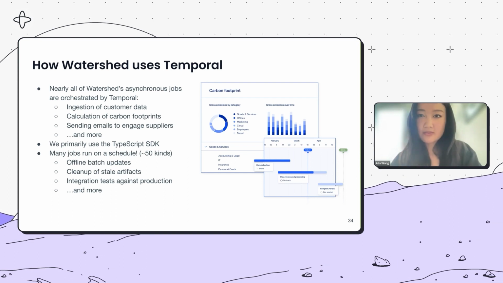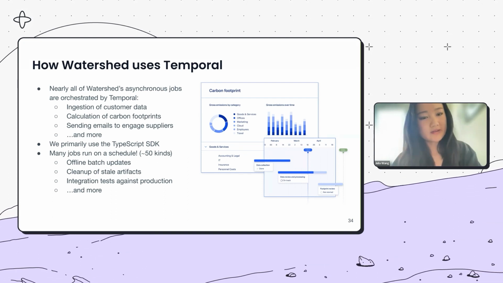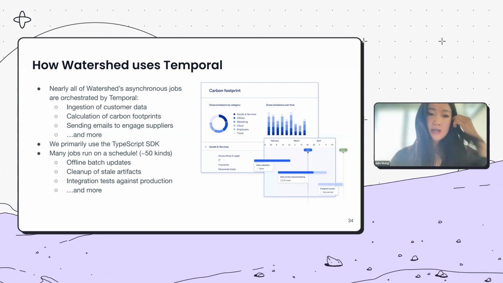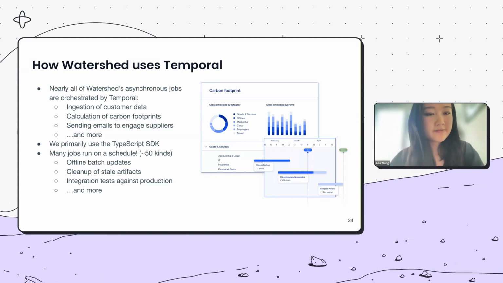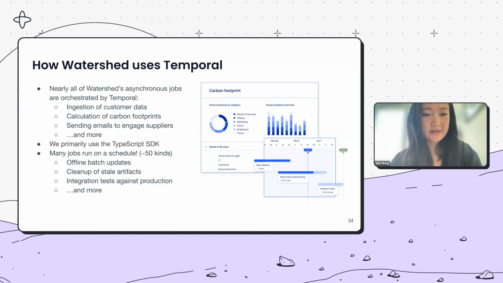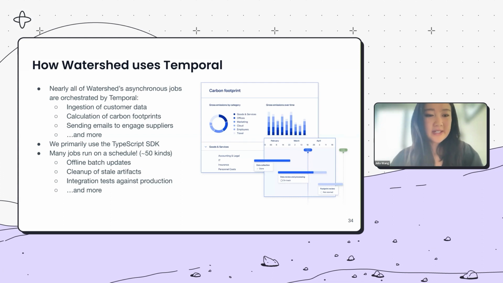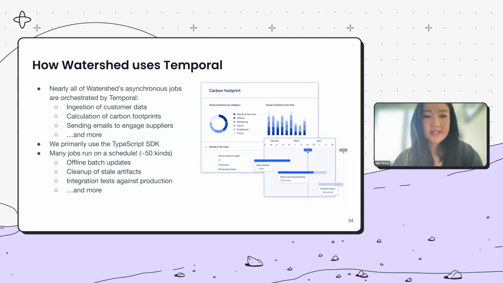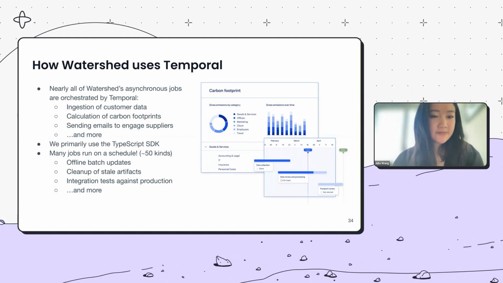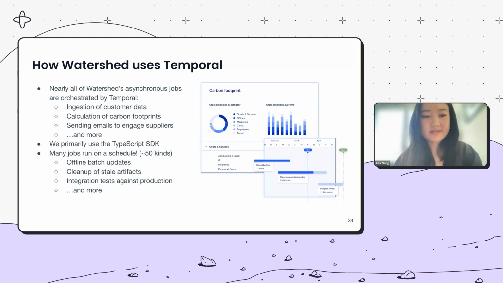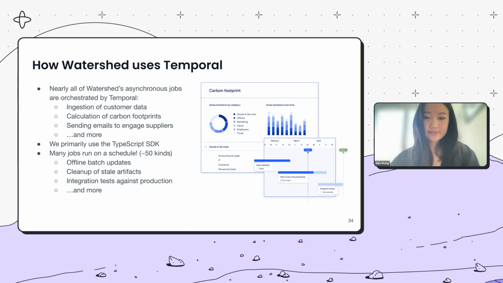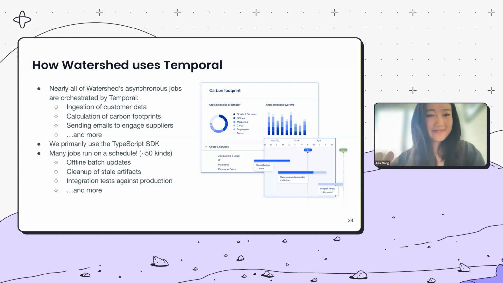We have a pretty simple setup, just one namespace, a few different queues for different types of workloads, and we primarily use the TypeScript SDK. We also use the Python SDK a little bit. And we have on the order of almost 50 kinds of workloads that we run on some kind of a schedule. That includes offline batch processing, other offline jobs like DBT transforms, garbage collection jobs to delete stale artifacts, and even integration tests against production. Next slide.